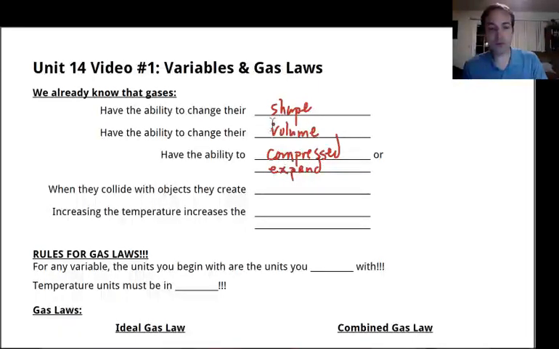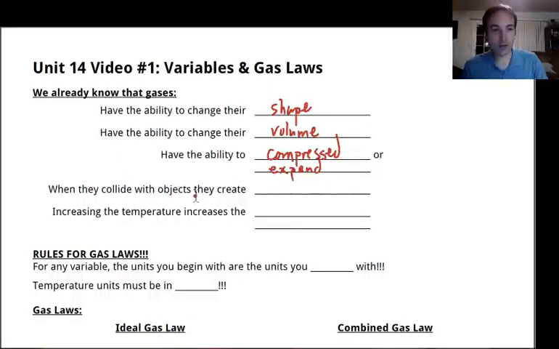So they're different from solids and liquids in that solids have a fixed shape and fixed volume. Liquids have the freedom to change their shape but have a limited volume, meaning their volume is fixed, whereas gases have the ability to change both shape and volume, plus they can be compressed or they can expand.